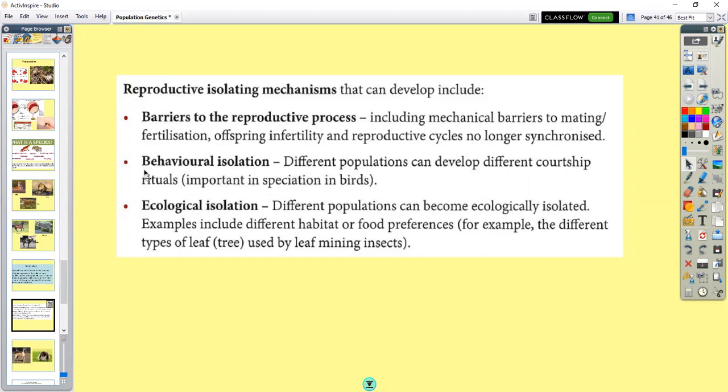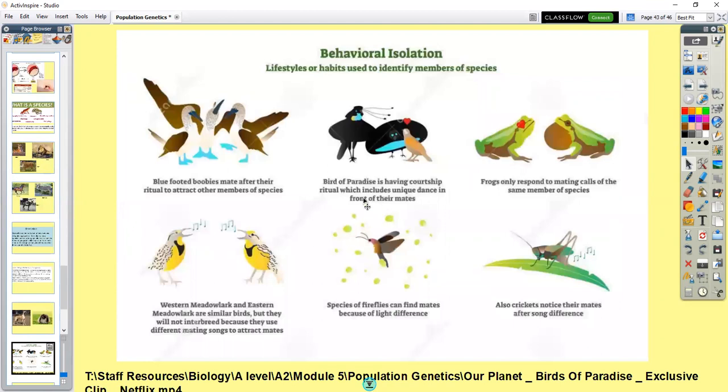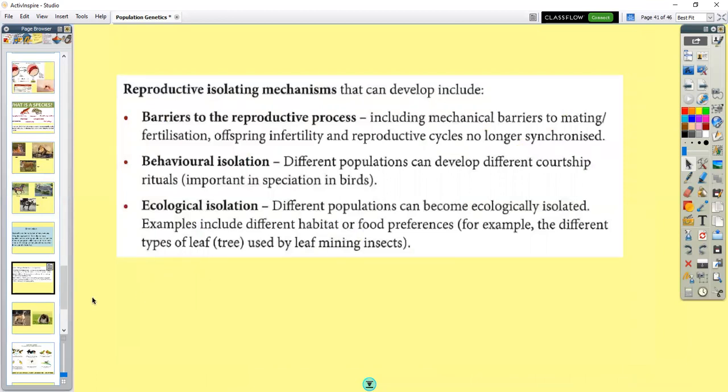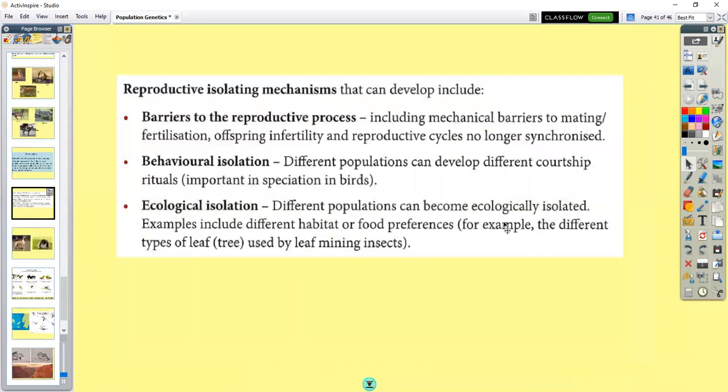It could be due to behavioral isolation, and that can be where there's different courtship rituals that it talks about here, and that's often seen in birds of paradise, where the male often has to perform for its mate. If it doesn't live up to scratch, then the mate clears off, which obviously means then that doesn't lead to reproduction. And also it could be ecological isolation in terms of they might be in different habitats or have different food preferences, etc. Leaf mining insects are examples of that.